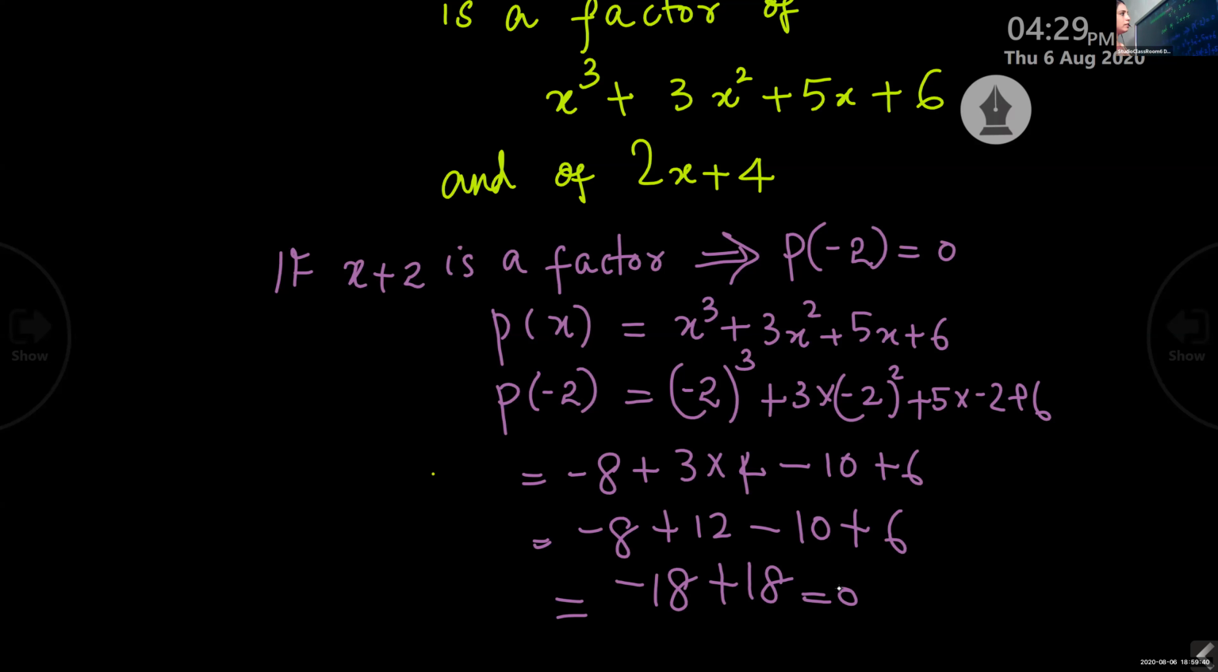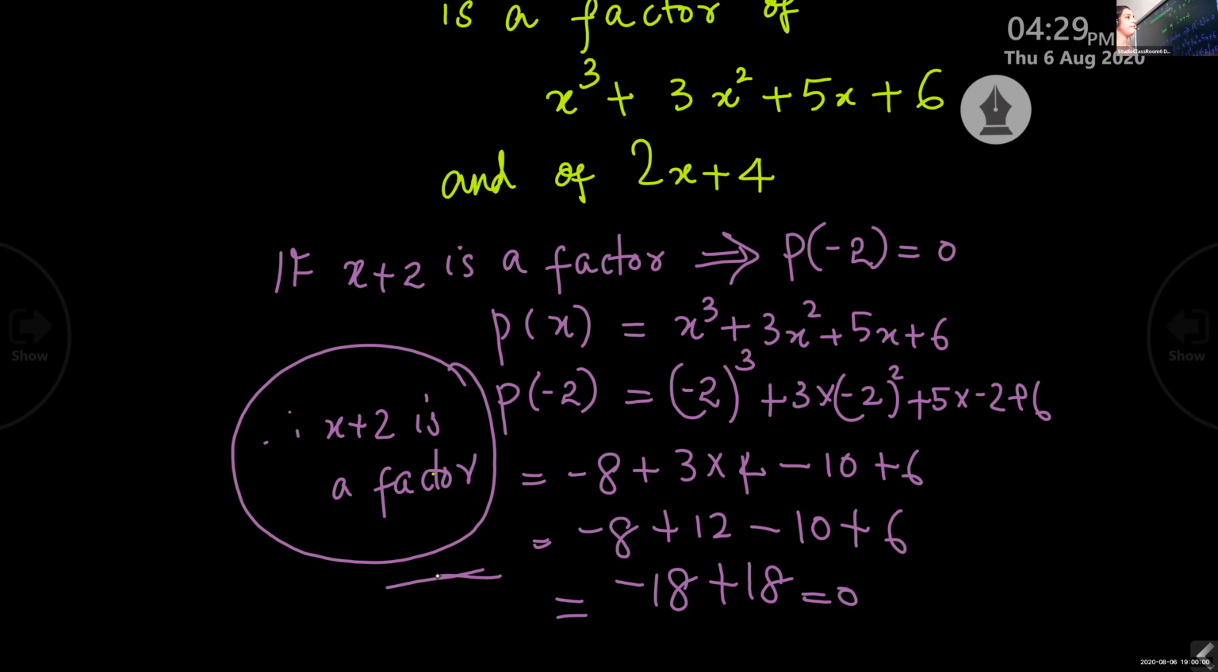Okay, children. So what did you understand from this? If P of -2 is 0, x plus 2 is a factor. Therefore, x plus 2 is a factor. So this is the conclusion. Okay, children, did you understand? Will you do the second one?